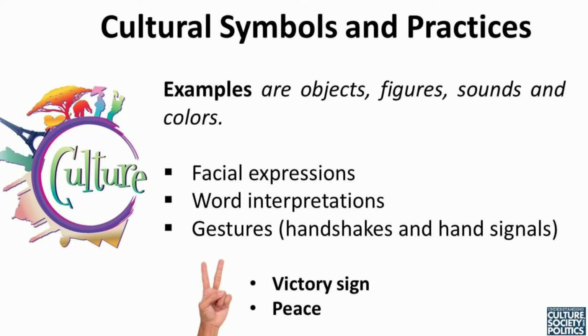Now, what are the different cultural symbols and practices? Some of the common examples are objects, figures, sounds, and colors. Also, sometimes it can be in a form of facial expressions, word interpretations, or gestures, such as handshakes and hand signals instead of symbols or signs. For example, the victory sign in the Philippines, where you hold your index and middle finger up, would mean victory sign here or in some parts of the world. But in other countries, this would also mean peace.